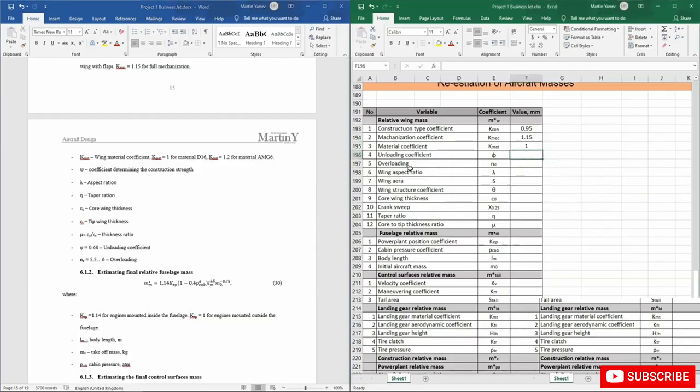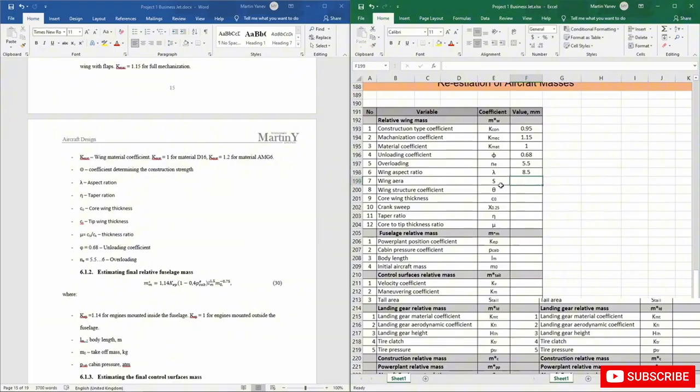And then we have the unloading coefficient phi, which is normally about 0.7. I will write 0.68. Then you have the overloading coefficient that we will need to record, and as you can see, the overloading coefficient is between 5.5 and 6, and as our aircraft does not maneuver too much because it's a transport aircraft, for that reason I'm going to write this coefficient as 5.5. Then we have the wing aspect ratio, of which we already have a value, and the value is 8.5, so this is the aspect ratio of our wing.